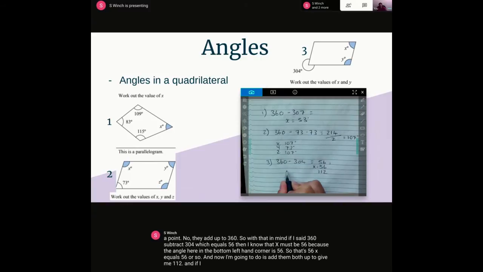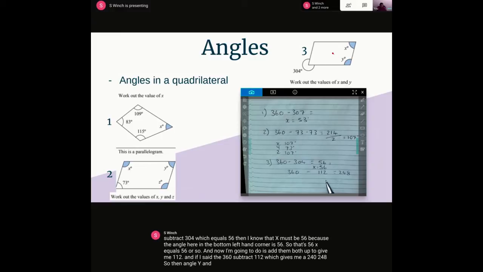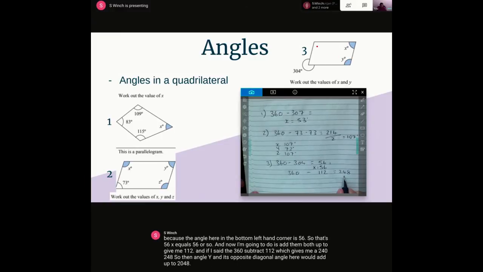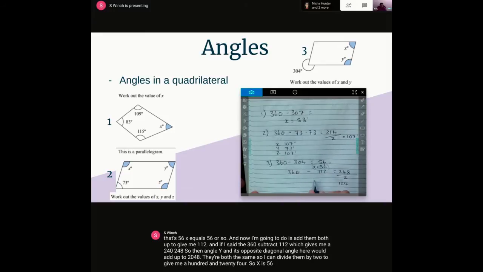And now what I'm going to do is add them both up to give me 112. And if I said 360 subtract 112, which gives me 248, then angle Y and its opposite diagonal angle here would add up to 248. They're both the same, so I can divide them by 2 to give me 124. So X is 56 and Y equals 124.